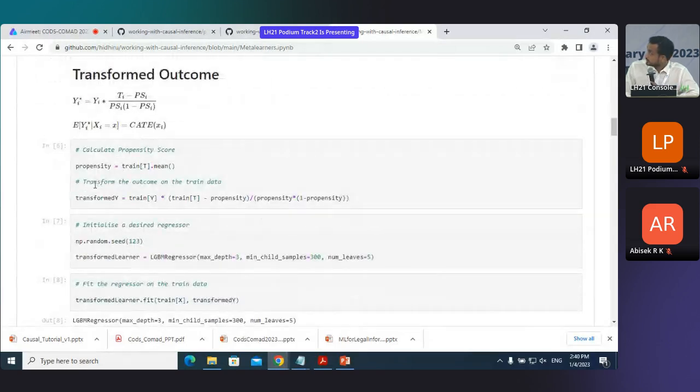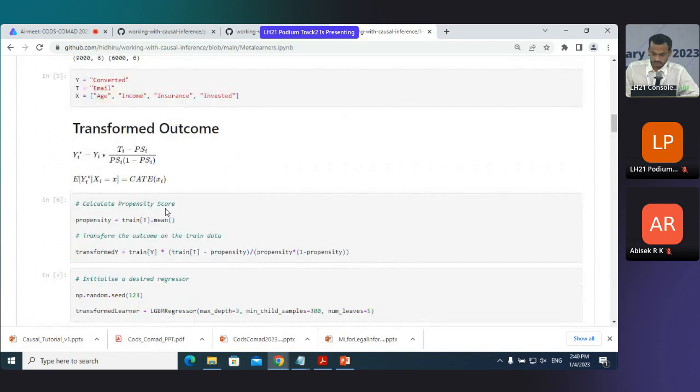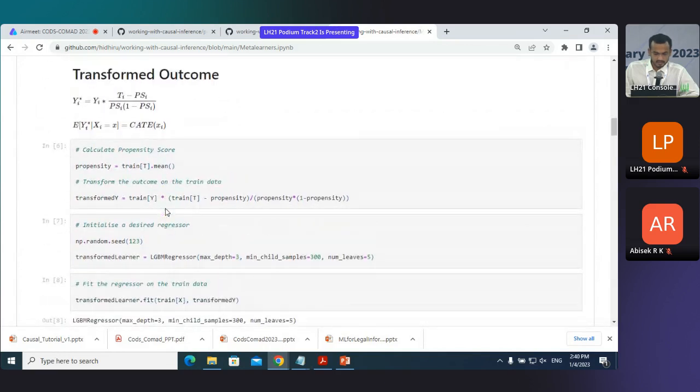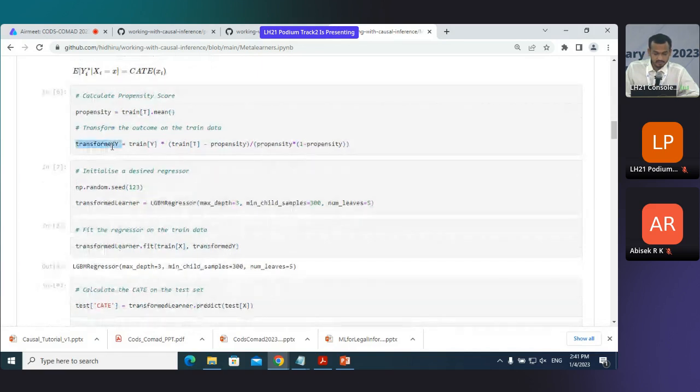To do the transformed outcome way of estimating the causal effect, first we would transform the outcome y. So y is the outcome which is converted, 1 or 0, and we multiply that with the factor (treatment minus propensity score) over (propensity score times 1 minus propensity score). This would be our transformed outcome, and we would take an expectation of y star, the transformed outcome, which would give us the CATE. The data is randomized here, so the propensity score would be nothing but the mean of the treatment. Since it's 1 and 0, we can directly compute the mean, and we would transform the outcome here, y star.